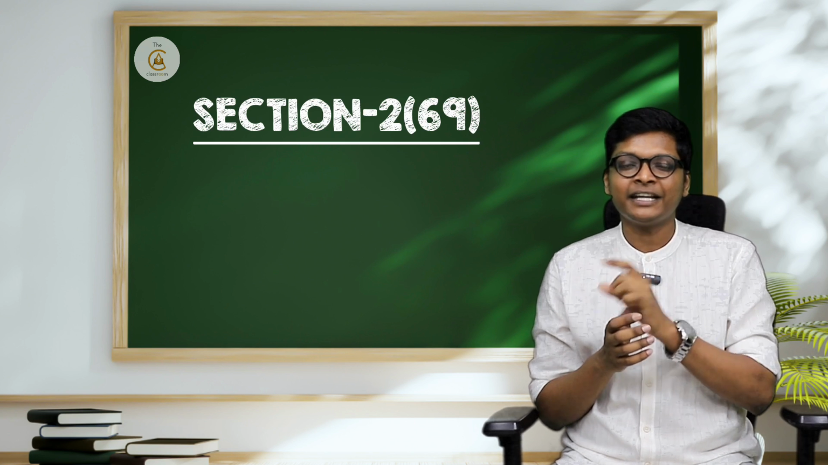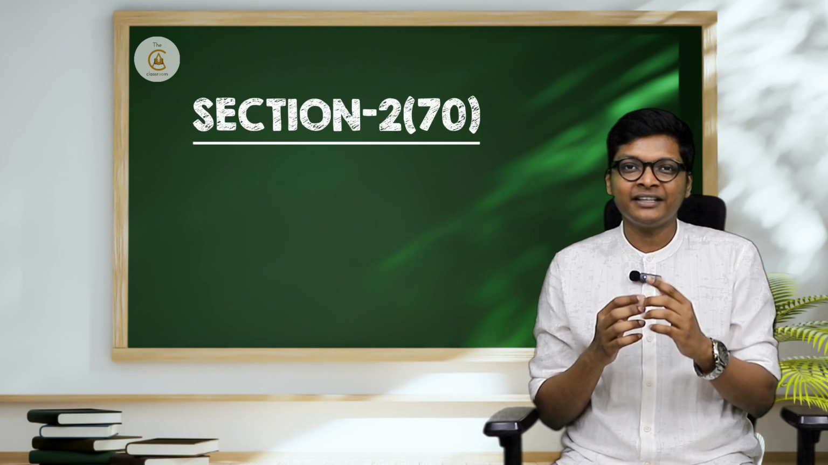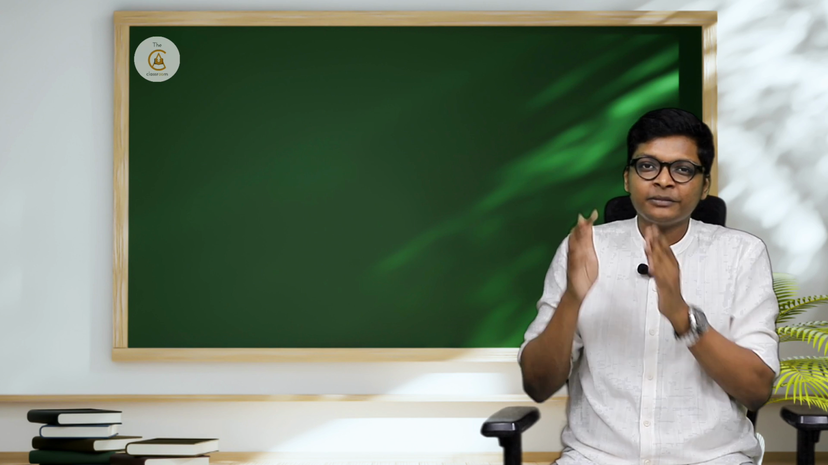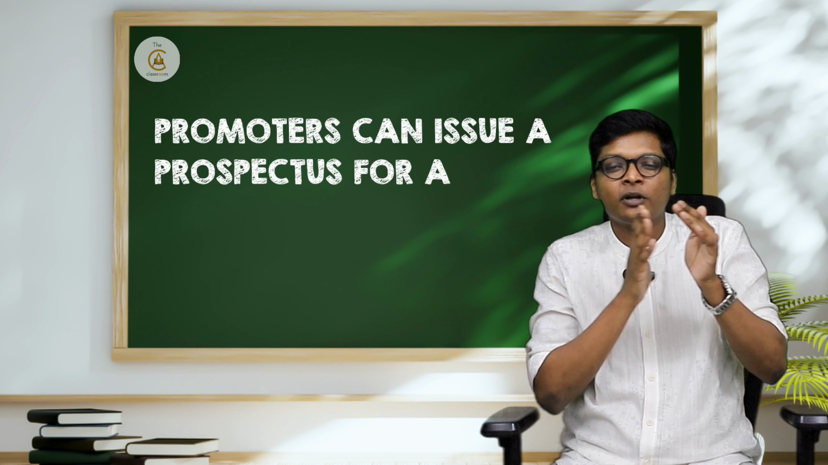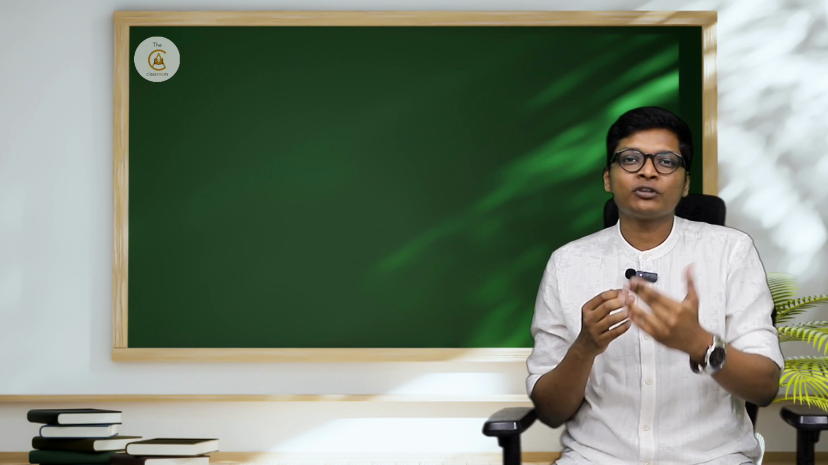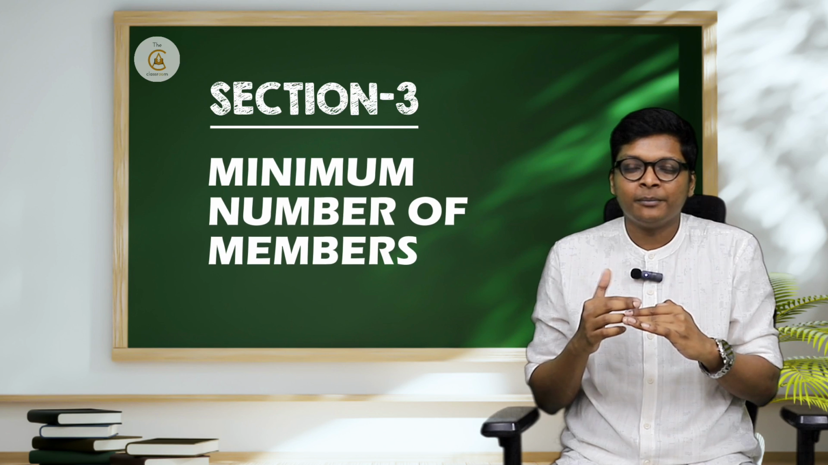2 subsection 69 promoters, 2 subsection 70 prospectus, 2 subsection 71 public company. The story here is promoters can issue a prospectus for a public company. 2 subsection 85 is a small company. Let's proceed. Section 3 is minimum number of members.